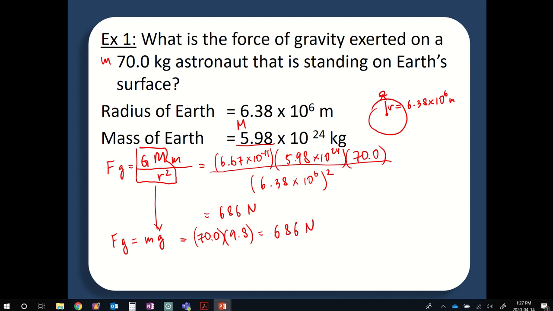But if you want to find the force of gravity, or rather the force of attraction between any two objects anywhere else, you have to use the full equation, which is the capital G times the two masses divided by r squared. So let's take a look at the second example.